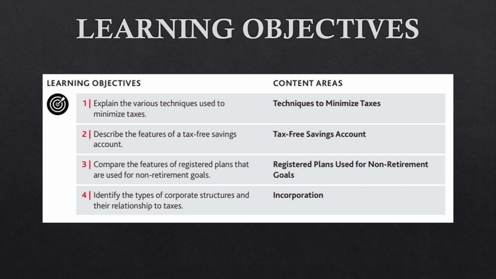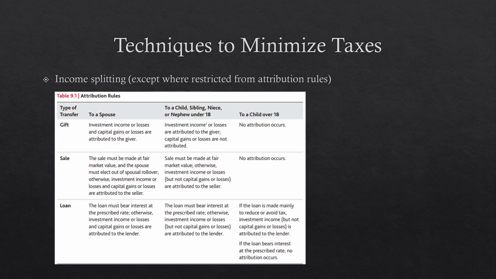So first, we'll look at some techniques to minimize tax. There are quite a few different ways to do this, but one of the main ones is income splitting, except where restricted by attribution rules. The attribution rules require that certain forms of income from a transfer be taxed in the hands of the transferor and not in those of the recipient. It applies to income in the form of interest, dividends, and capital gains.